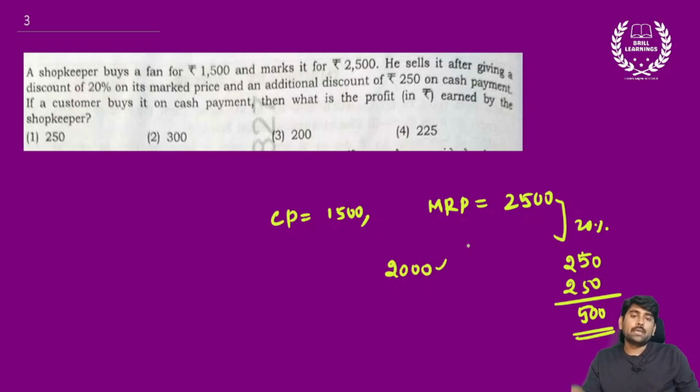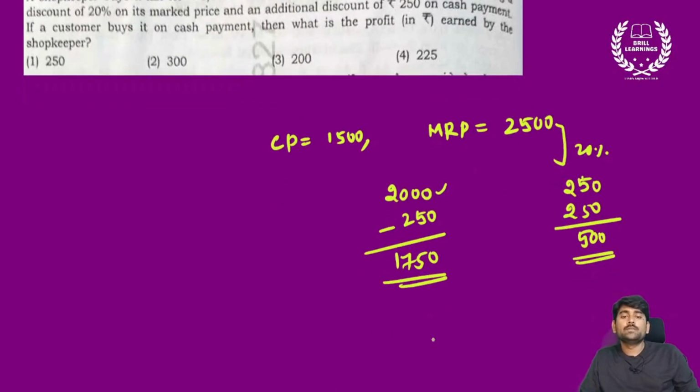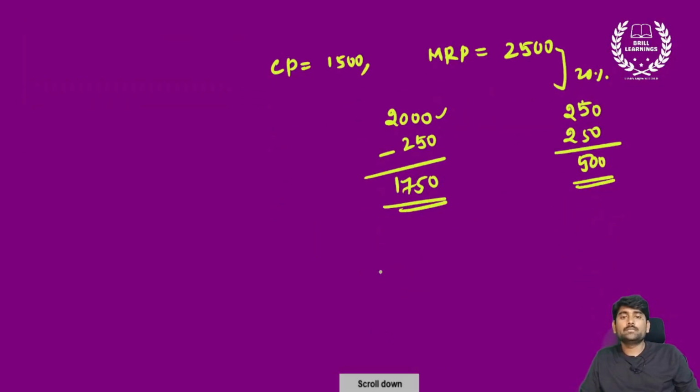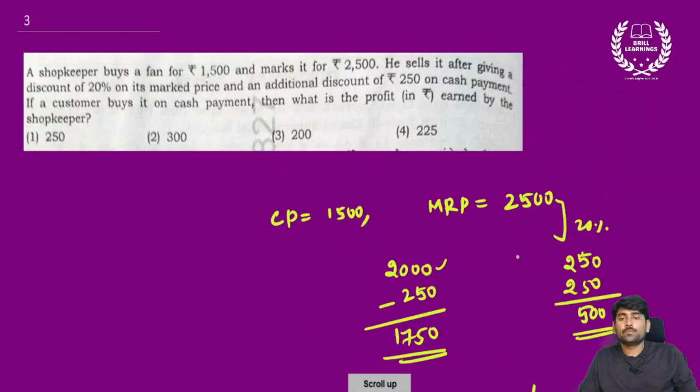On this 2000, again he allowed 250 rupees additional discount. So deduct that amount as well. We will be left with 1750. This is the selling price now. So what is the profit they are asking? Profit is the difference of selling price and cost price. That is 1750 minus 1500, which is our cost price. Profit is 250 rupees here. So the first one is the right answer. Let's move on to the next question.